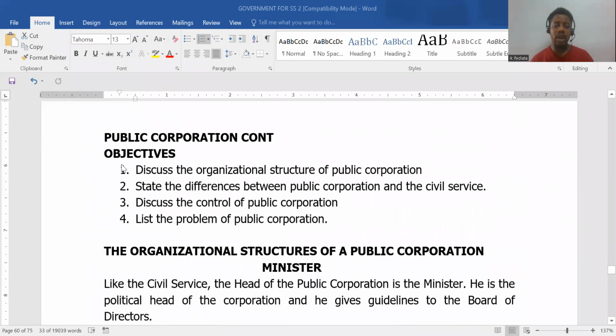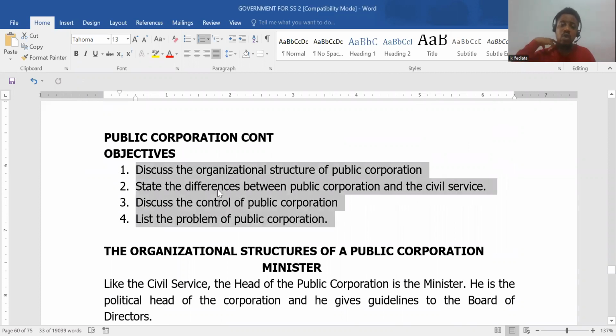So today we're going to look at the continuation of public corporation, and we have 4 more objectives to deal with today. We're going to discuss the organizational structure or chart of the public corporation. We're going to study the differences between public corporation and the civil service. We're going to discuss the control of the public corporation and then list the problems faced by the public corporation.